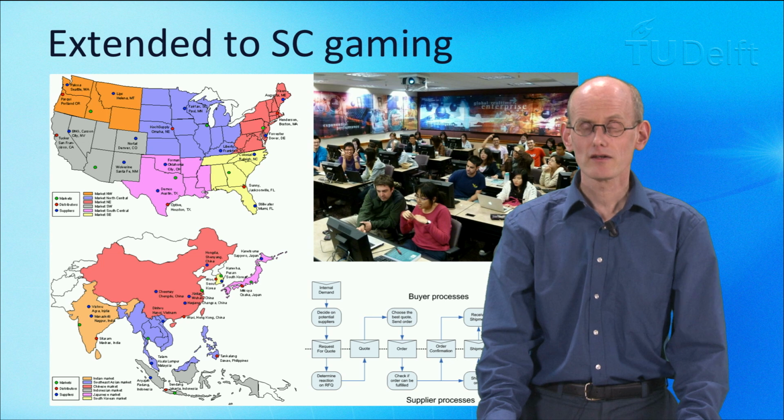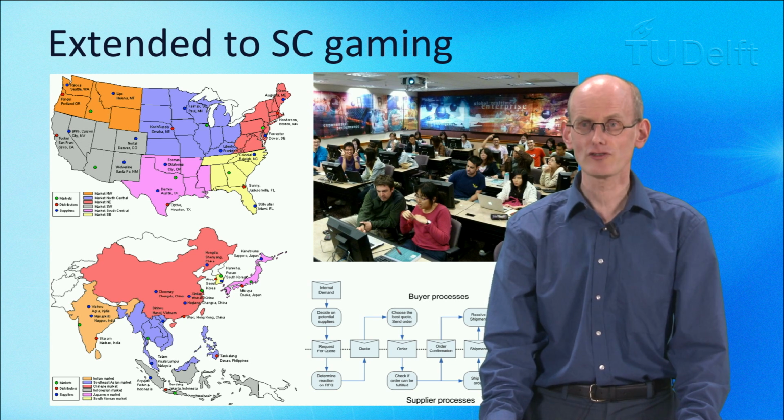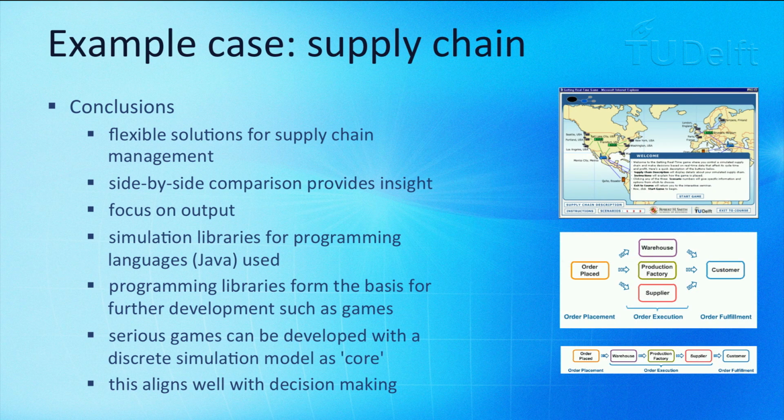Students play relatively simple business cases in many different parts of the world. And underneath are exactly the same building blocks of discrete event simulation that you saw on the previous slides. With this, we provided a flexible solution for supply chain management. The side-by-side comparison that you saw in the animation provides all kinds of insight for the users. We focused very much on the output here, contrary to the models that you saw in the first case study.